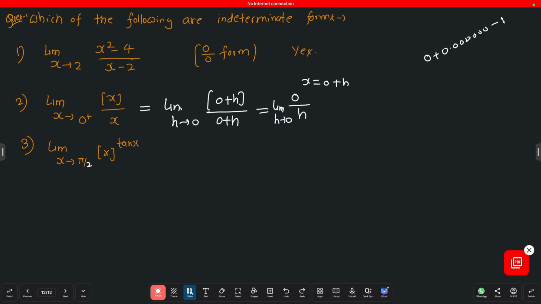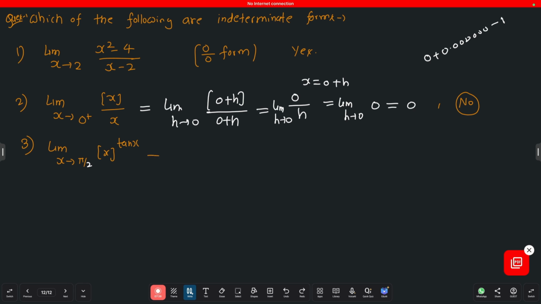Now do not put h value 0. When we put a limit, firstly we will simplify. How much can we still simplify? 0 upon h is 0. So limit h tending to 0 is 0, and it came 0. This is not indeterminate, because after putting the limit a finite answer came. So no, this is not an indeterminate form. First is indeterminate, second is not indeterminate.